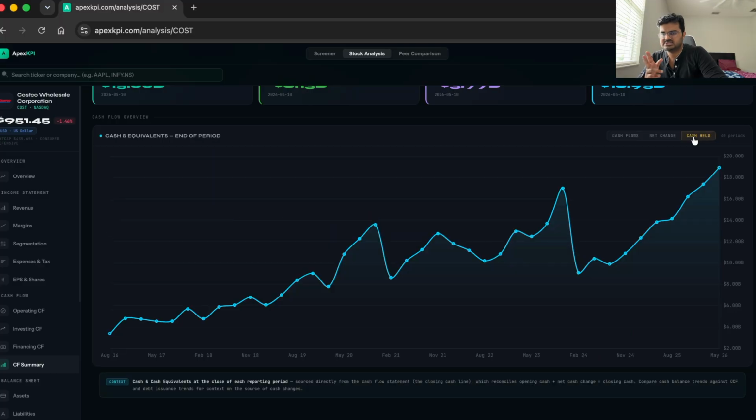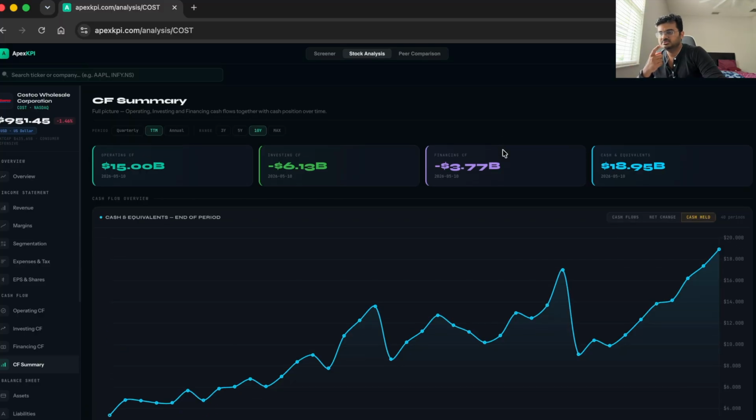Then finally, the cash shield. By the end of the day, what is the cash the business is holding at the end of each and every quarter? In August 2016, they had $3.38 billion, and then the number grew consistently. As of the most recent quarter, they have $18.95 billion in cash. So that's it. That is what we need to understand from the cash flow statement.